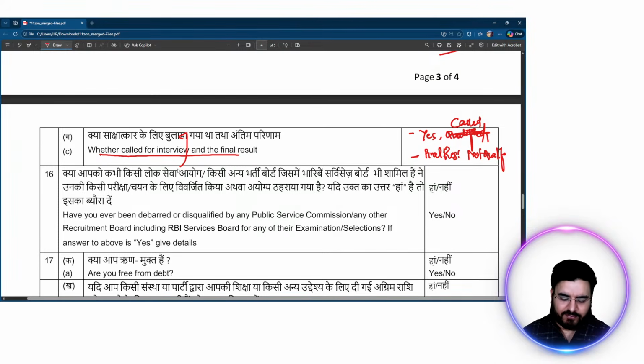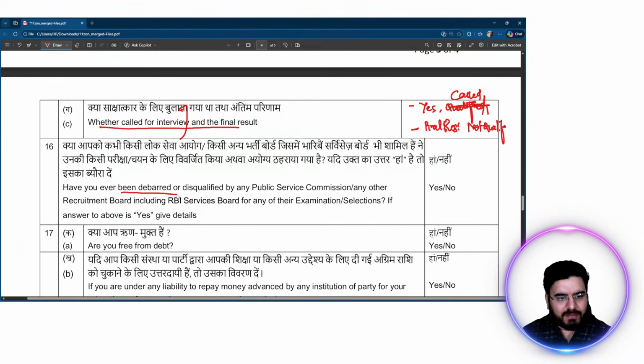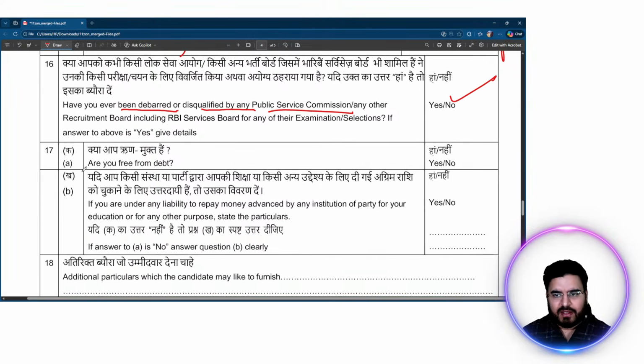Okay, the first part. Then next is, have you ever been debarred or disqualified in any public service commission? So no. Got it? And are you free from debt? I believe everyone would be free from debt, right? I don't think anyone is under debt. If you are, you can mention yes, and you can mention the details here, right?